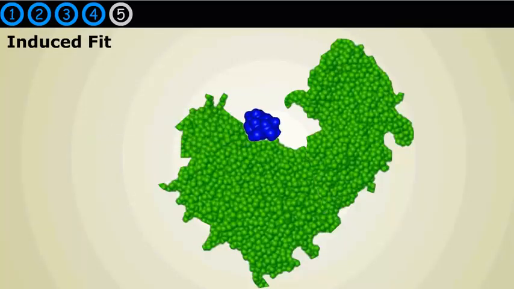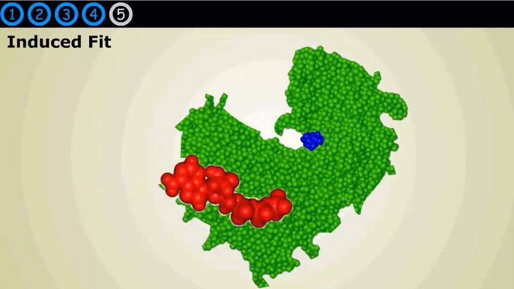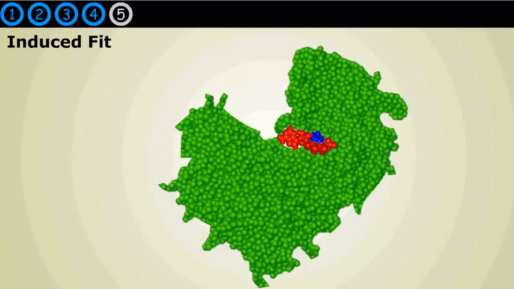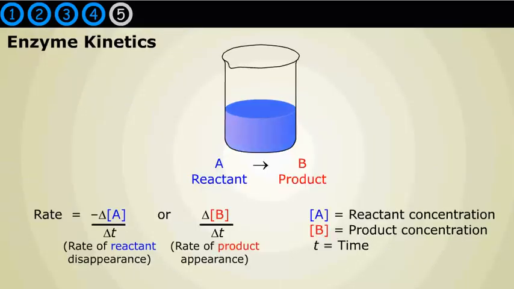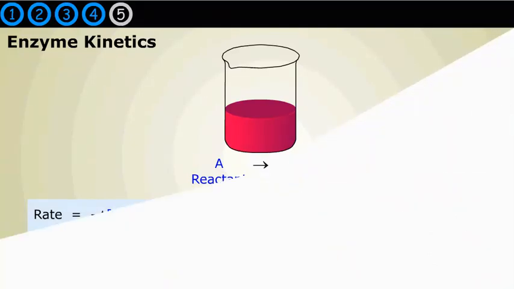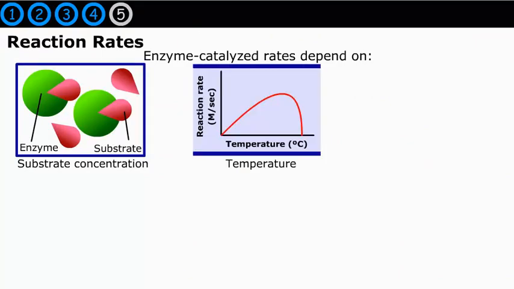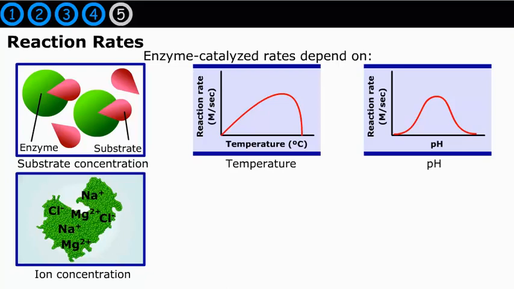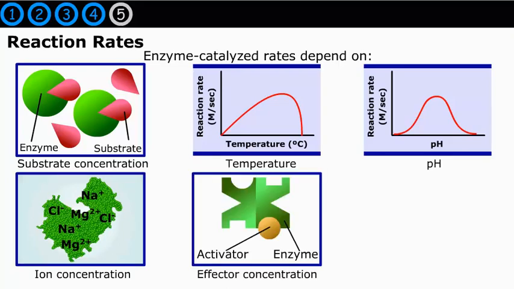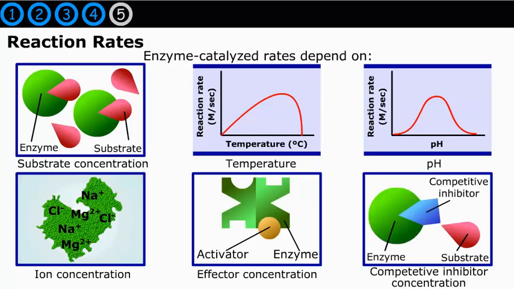An enzyme maximizes binding interactions and binding energy through induced fit. Induced fit also promotes enzyme specificity. Enzymes speed up reactions. They increase the reaction rate. A reaction rate is a change in concentration as a function of time. Reaction rates are influenced by substrate concentration, temperature, pH, and ion concentration. Rates are also influenced by the presence of activators and inhibitors. Many drugs act as competitive inhibitors. Some HIV protease inhibitors act in this way.